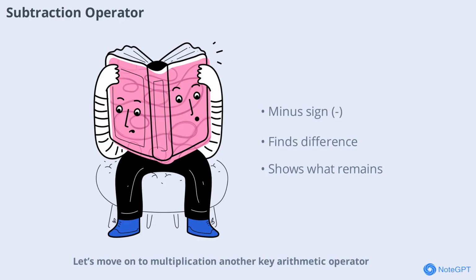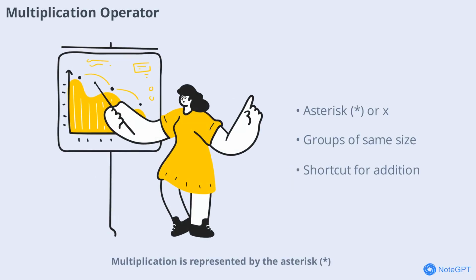Let's move on to multiplication, another key arithmetic operator. Multiplication is represented by the asterisk, or the letter x in handwritten math. It's used to find the total when you have groups of the same size. For example, 4 groups of 3 apples each is 4 x 3, which equals 12. Multiplication is a shortcut for repeated addition and is essential in many areas, from calculating area to scaling recipes.